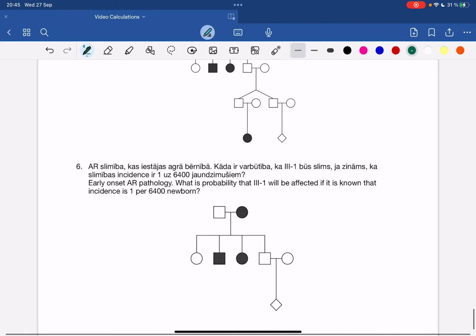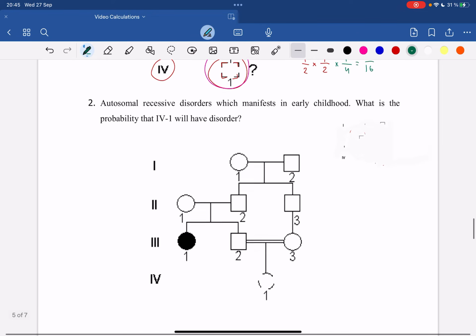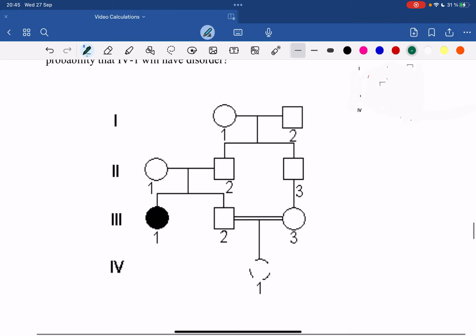Why do I have a dominant pathology here? That's weird. Okay, but let's finish these easier parts first. Okay, autosomal recessive, we're on the right track. What is the probability that 4-1 will have the disorder? Let's look at 4-1. It's a girl, and we're asking the probability for her to have this phenotype.